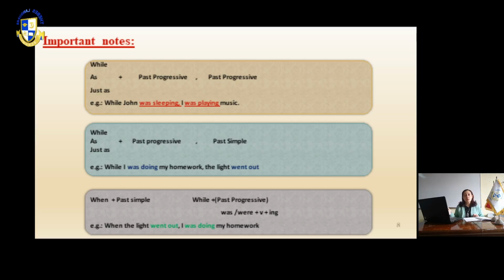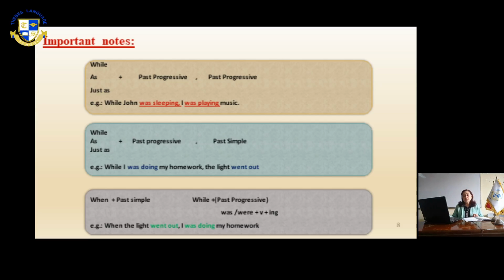While I was doing my homework, the light went out. When plus past simple, don't forget this: when should be followed by past simple. While should be followed by past continuous. When the light went out, I was doing my homework. If I asked you here to change when and to use while, you have to be careful that while should be followed by the past progressive. While I was doing my homework, the light went out.